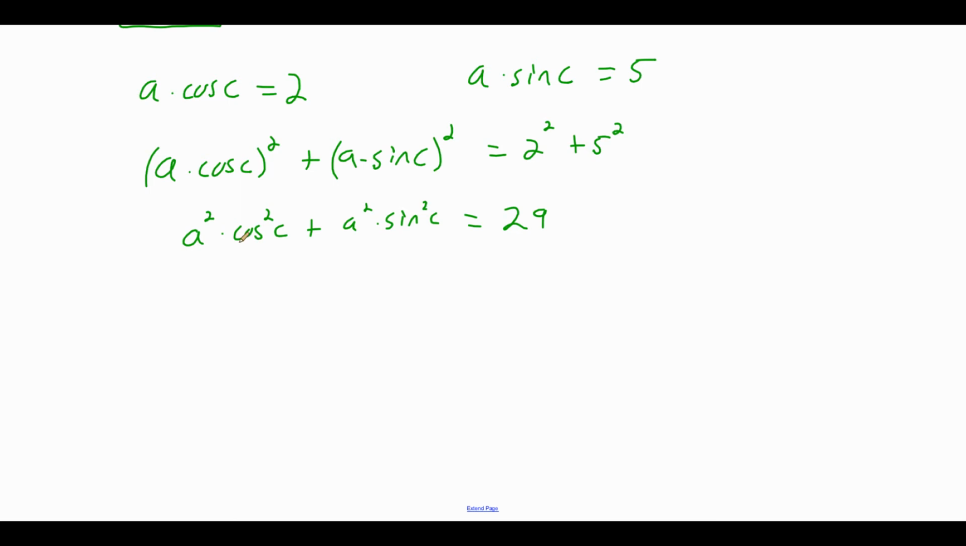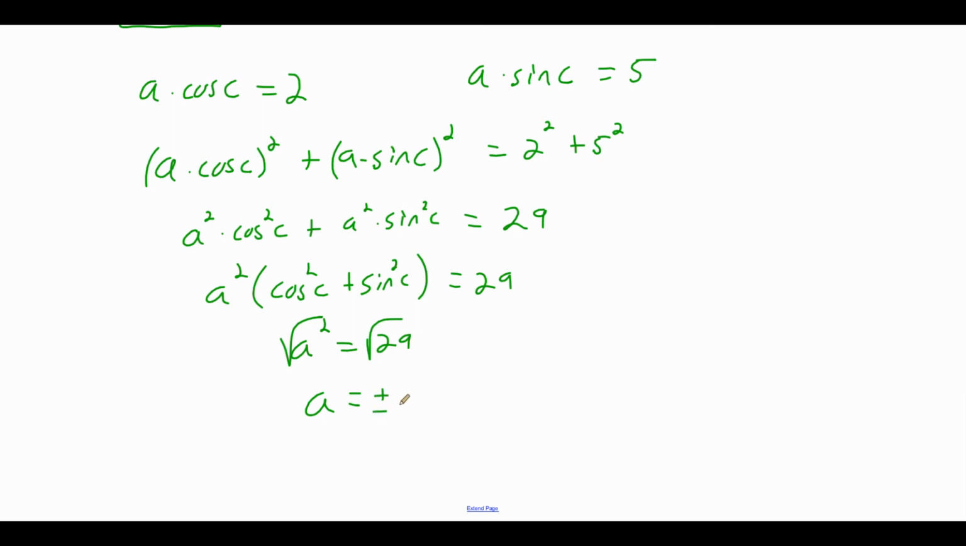Now on the left-hand side, I can factor a squared out, and then we'll get the cosine squared of c plus the sine squared of c. And we should recognize this as one of our Pythagorean identities. Cosine squared plus sine squared is just 1. So we're going to get a squared equals 29, and then we have to square root both sides, so we get an a value of plus or minus the square root of 29. Now for the sake of this example, we're going to assume that we've got a positive length in here, so we're going to use the positive root 29.